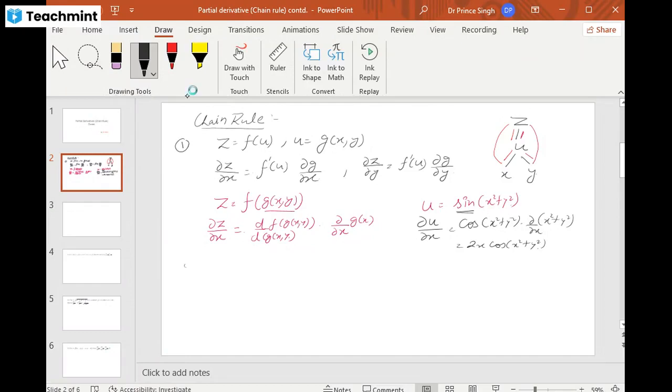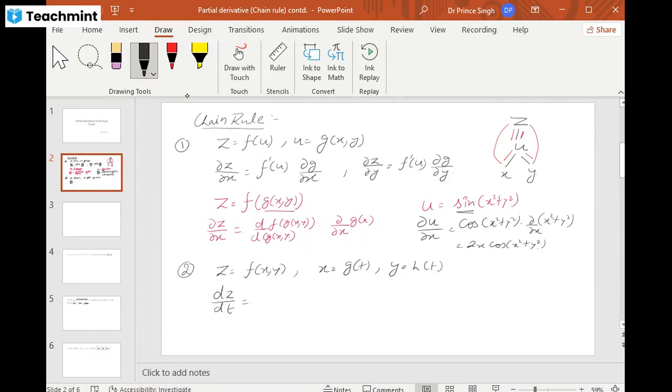Now in the second chain rule, we discussed that this is the reverse of the above property: if z is a function of more than one variable, say x and y, but x and y are further functions of a single variable t. Say x is a function of t, and y is again a function of t only. In that case, if I replace the values of x and y here, z depends upon the single variable t only. So we can differentiate z with respect to t as a total derivative, right?